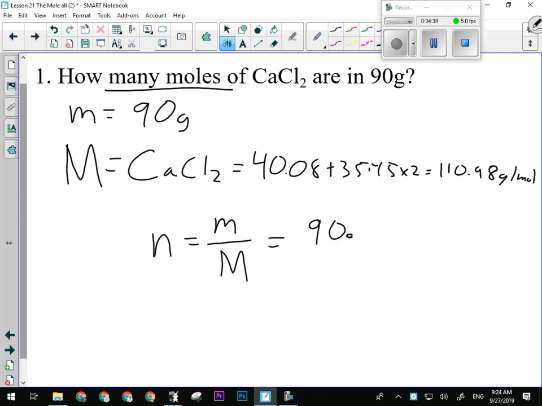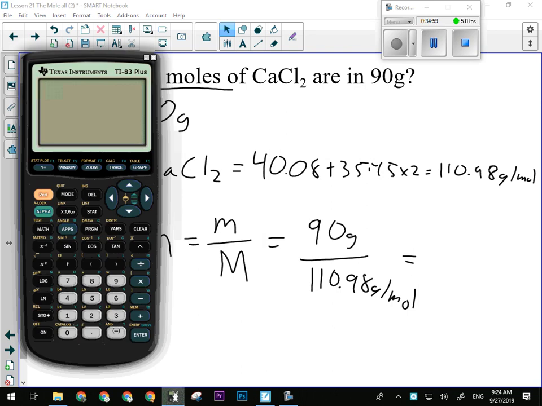Okay, so if we're looking at units here, I've got grams on the top, grams per mole on the bottom. What am I going to be left with for units? Moles, which is good because that's what we're solving for. It's a way to kind of confirm if you manipulated something correctly. We didn't manipulate this, so it better be set up to get the right answer. Okay, all right, so 90 divided by 110.98.